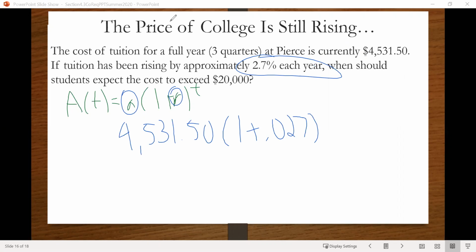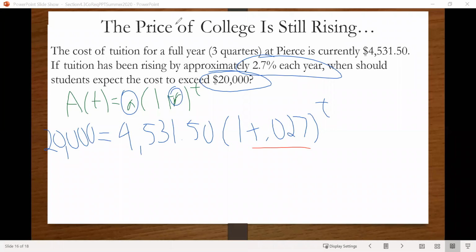And then when students should expect the cost to exceed $20,000, we want to figure out how much time it takes to get to $20,000. So that will be our output. This is our setup here: 20,000 equals 4,531.50 times 1 plus 0.027 to the tth power. And we need to solve for t. At this point, this basically becomes one of the problems we were just working on, right? So we'll start by isolating our exponential term.